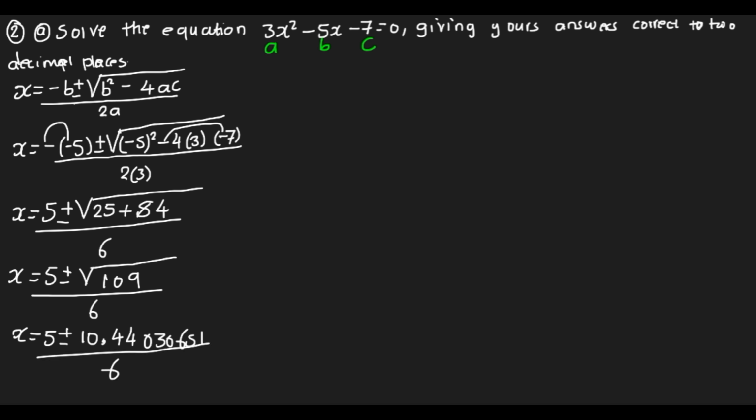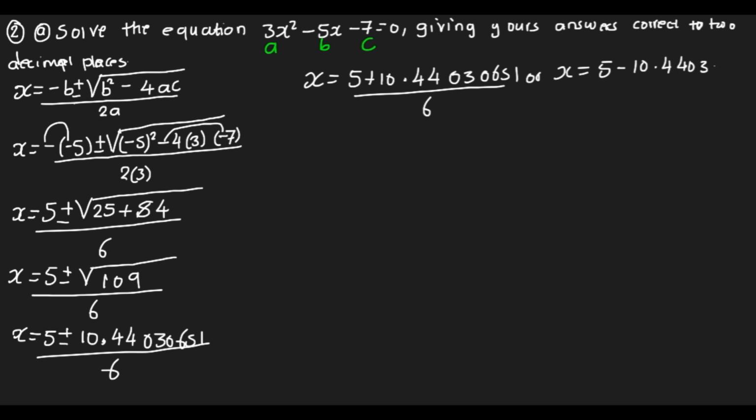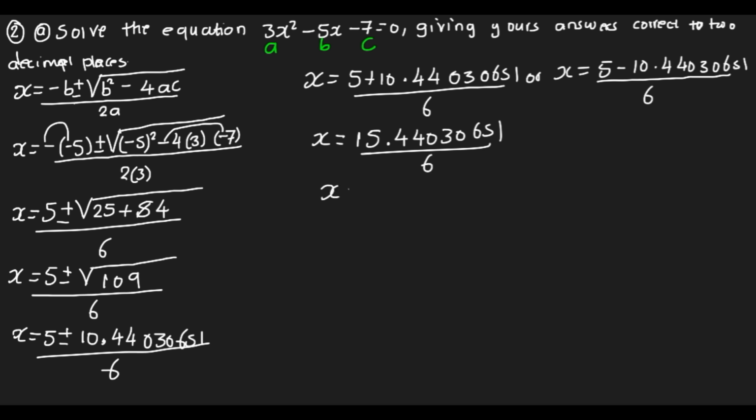So we need to now split this equation into two equations. So one will carry a positive while the other one a negative. So it's 5 plus 10.4, and this will be 5 minus 10.4. So let's do the calculation. 10.44030651 plus 5, so I'm getting 15.44030651 over 6.